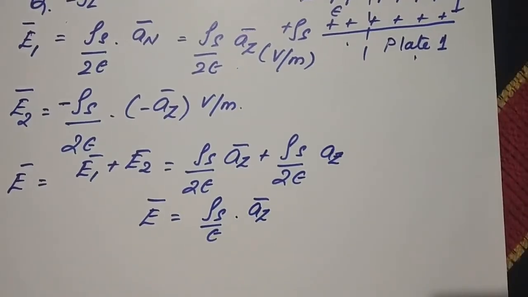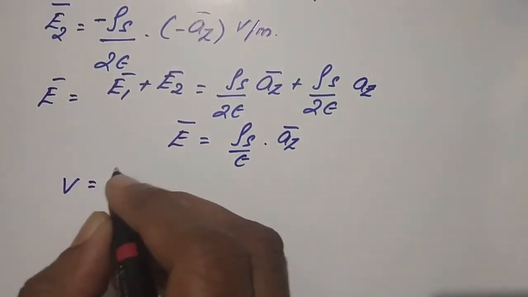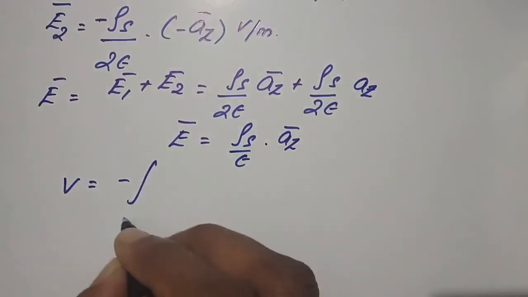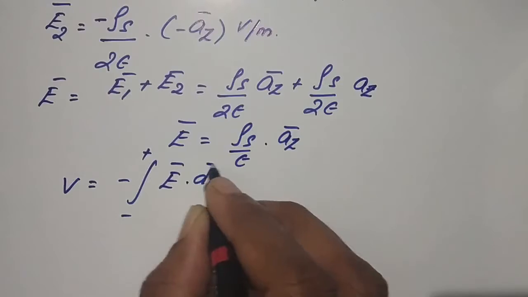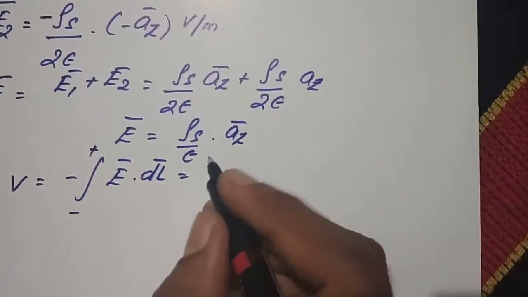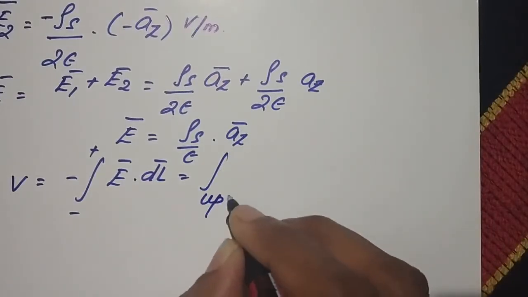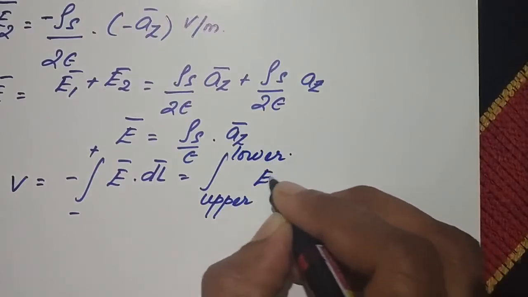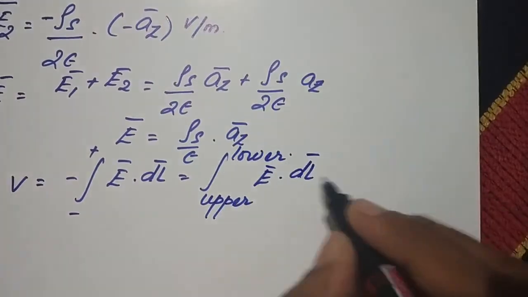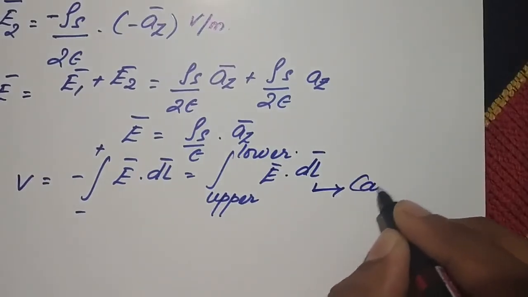What is the next thing we need to find? We need to find the potential difference. Potential difference is nothing but the work done in moving a unit positive charge from negative to positive, given as the integral of E dot dl. Okay, so this E we know. Let us write from upper to lower, E vector into dl vector, and this dl vector we will consider in Cartesian coordinates.